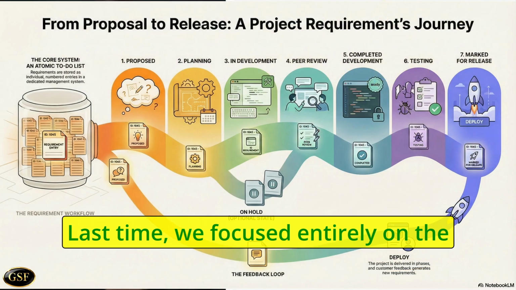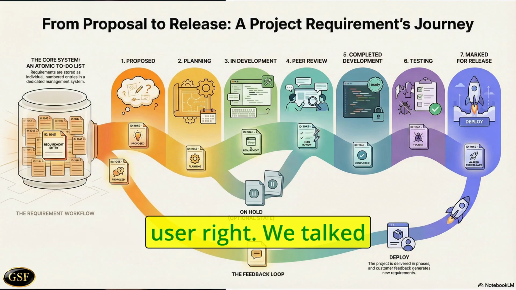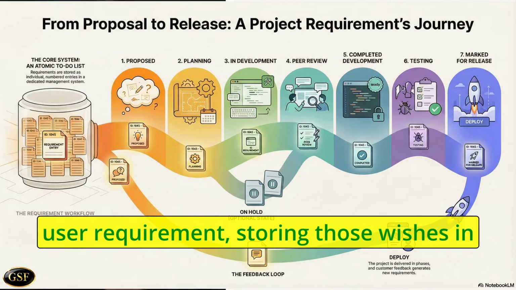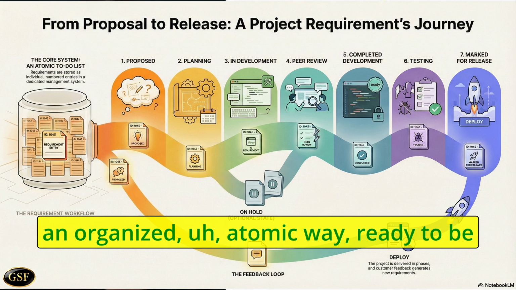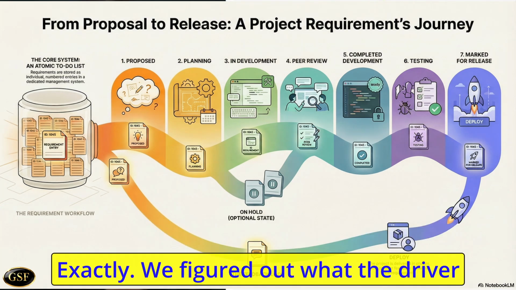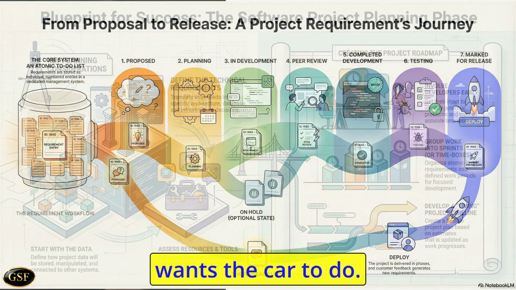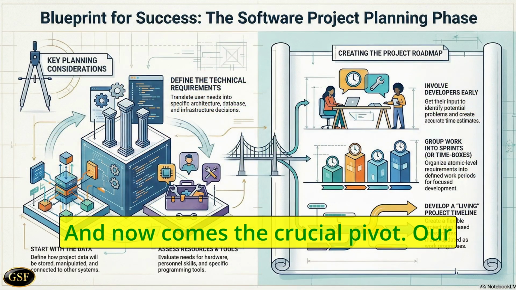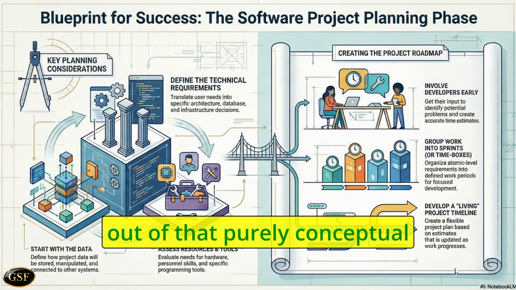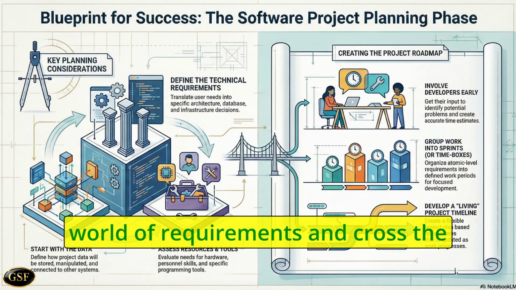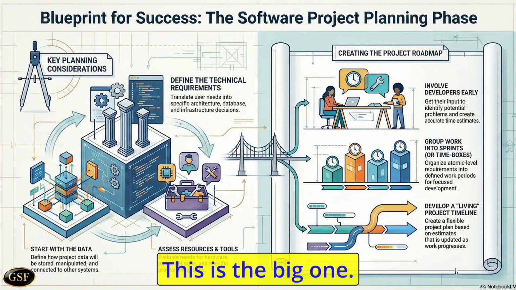Last time, we focused entirely on the user, right? We talked about capturing every single user requirement, storing those wishes in an organized, atomic way, ready to be acted upon. Exactly. We figured out what the driver wants the car to do. And now comes the crucial pivot. Our mission today is to move out of that purely conceptual world of requirements and cross the bridge into the planning phase. This is the big one.